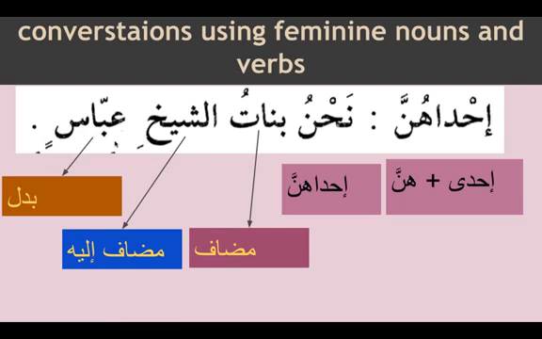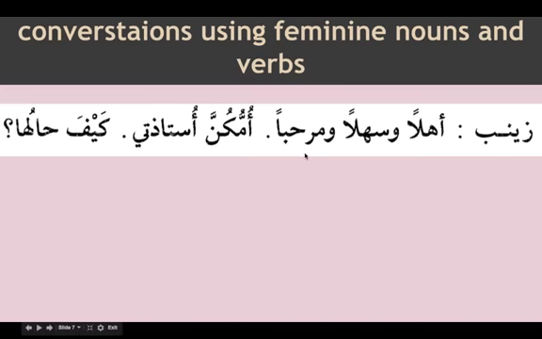Abbasin is badal. So Zainab is telling ahlan wa sahlan wa marhaban, welcome. So we're going to analyze this in book 3 inshallah. So at the moment we just have to translate it as welcome. Ummu kunna, ummu is mother.